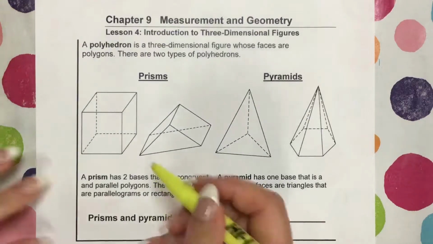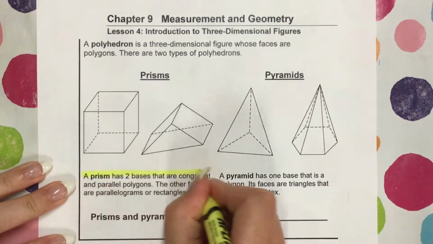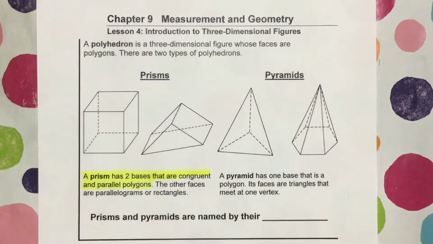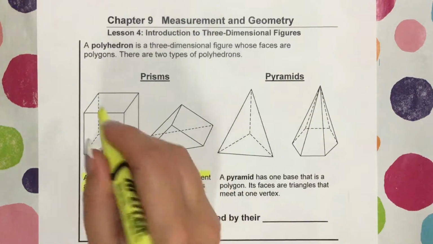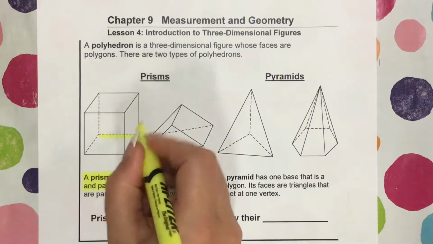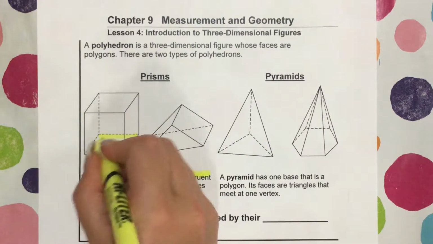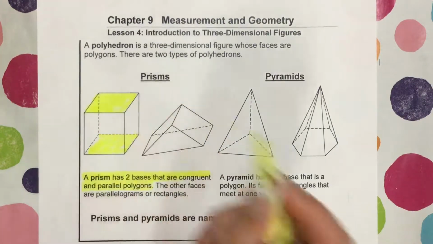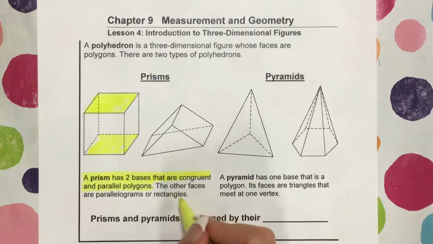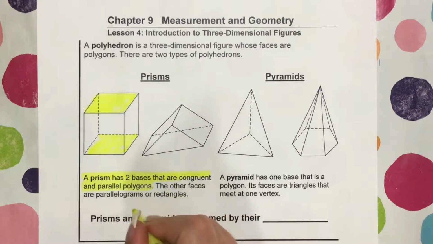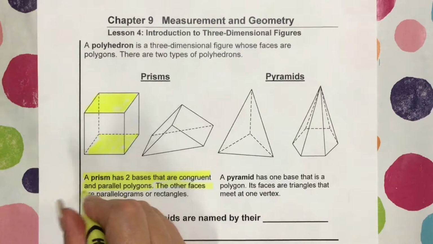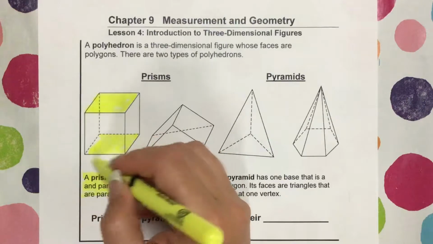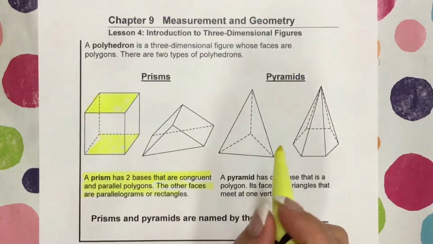Prisms have two bases that are congruent and parallel polygons. So if you look here, we have a base which looks like a rectangle, and we have another base on top which is also a rectangle, and they're parallel to each other. The definition also says the other faces are parallelograms or rectangles. All of the other faces are rectangles, and on the front there's a rectangle. So this is a prism.